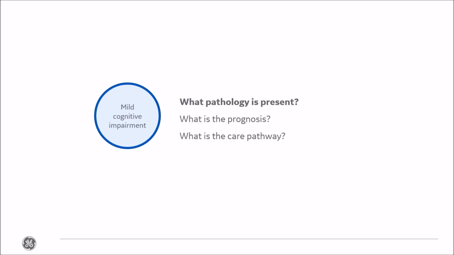So somebody with Alzheimer's disease, for example, will have a different treatment plan to somebody with vascular dementia. And it's this question, what pathology is present, that our individualized biomarker report seeks to help in answering, therefore helping to facilitate an early diagnosis for the individual patient.